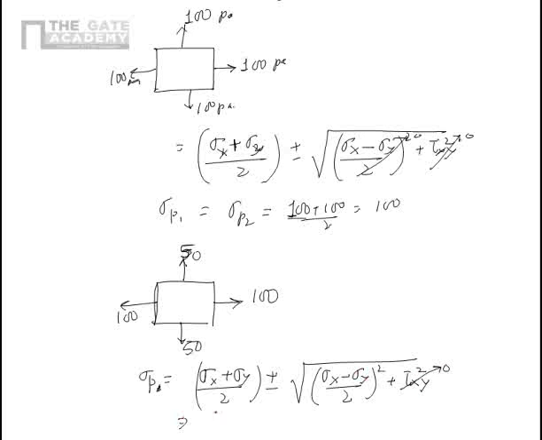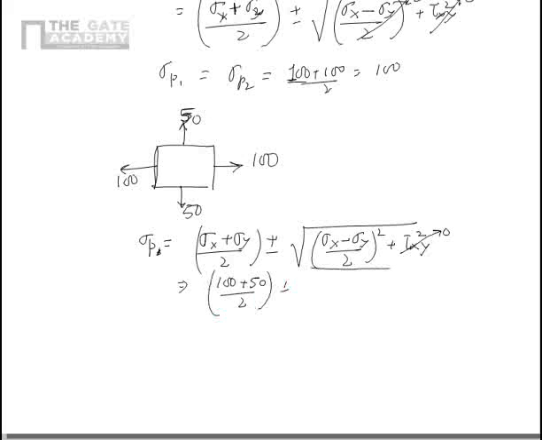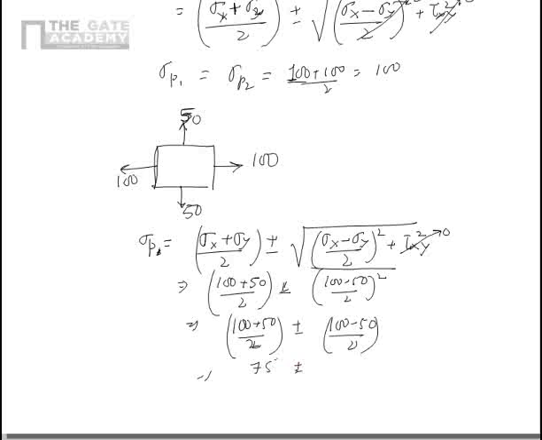So the formula becomes 100 plus 50 by 2 plus and minus the square root of (100 minus 50 by 2) square. So now this becomes 100 plus 50 by 2 plus and minus 100 minus 50 by 2. Now you see, this 100 plus 50 by 2 is 150 by 2, which is 75, plus and minus this value: 100 minus 50 is 50, by 2 is 25. So that value again is 100 or 50.